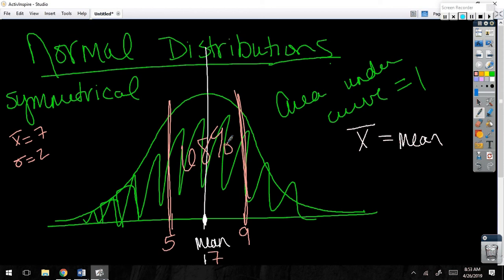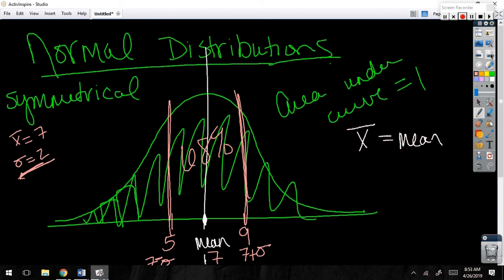Well, standard deviation is 2. If standard deviation was 3, then I would be at 4 and 10. You see what I'm saying? This is 7 plus 1 standard deviation, which is 7 plus 2. This is 7 minus a standard deviation, which is 5. I didn't want to define it as 1 because then you'd always think you only increase by 1s.